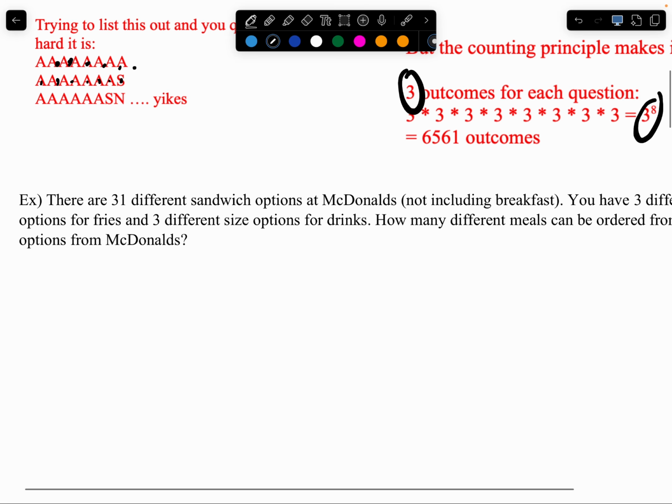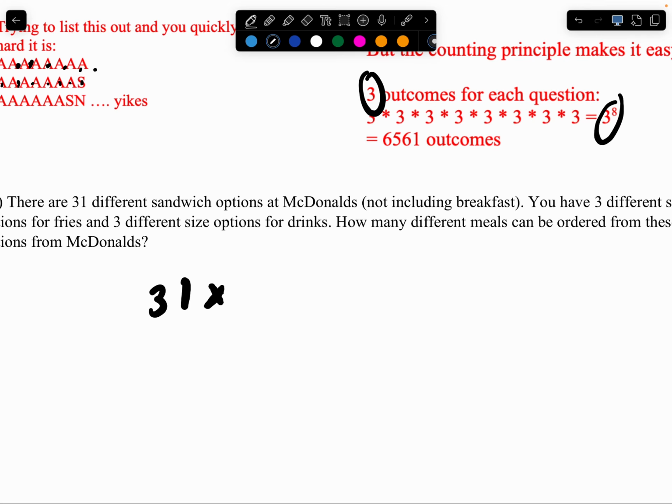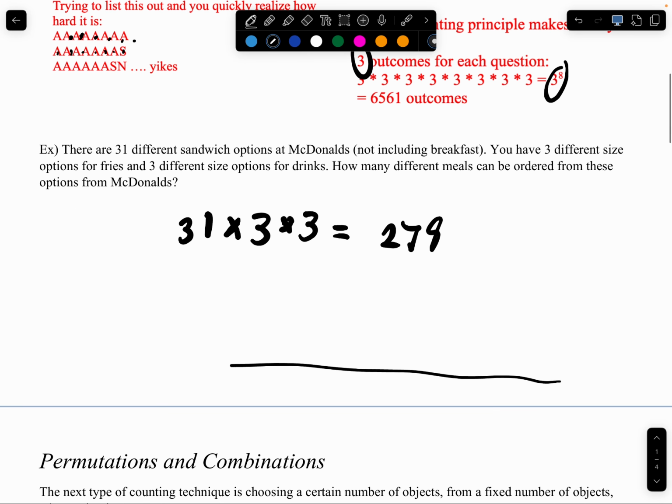Okay, 31 different sandwich options at McDonald's. Are there really? Not including breakfast. For each of those 31 sandwich options, you have 3 different sizes of fries that you could order. And then for each of those sandwich options with those fries, you would have 3 different size drinks that you could order. What's the total number of meals that you could get? I think it's 200 and something. 279. Very good. Excellent. That was what we finished on Friday.